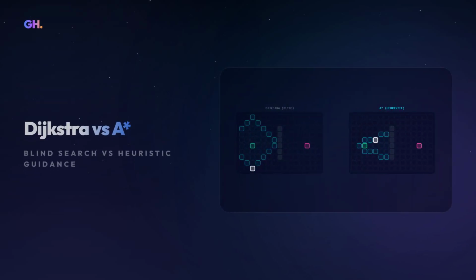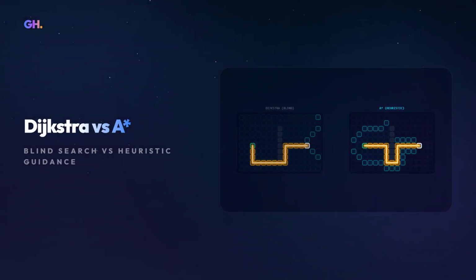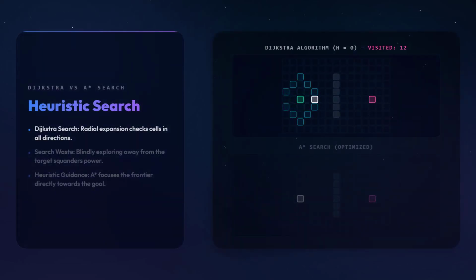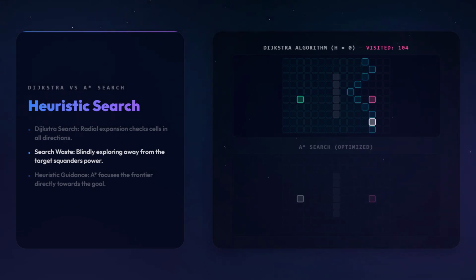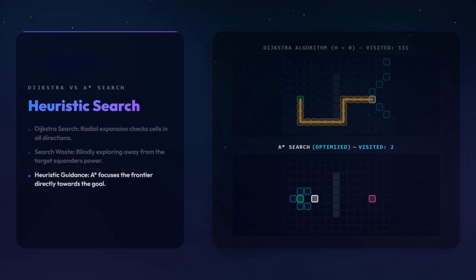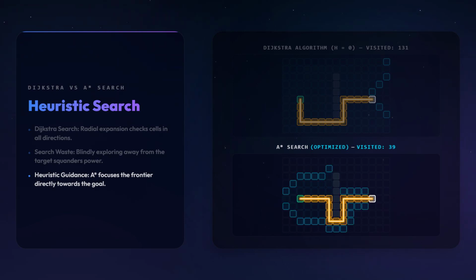Let's compare the classic blind search, called Dijkstra's algorithm, with the optimized A* search. Dijkstra's algorithm searches blindly, expanding outward in all directions like a ripple in a pond. While it is guaranteed to find the shortest path, it wastes immense power exploring areas facing away from the target. A* improves this by using a heuristic function to estimate the remaining distance to the target, guiding the search frontier.